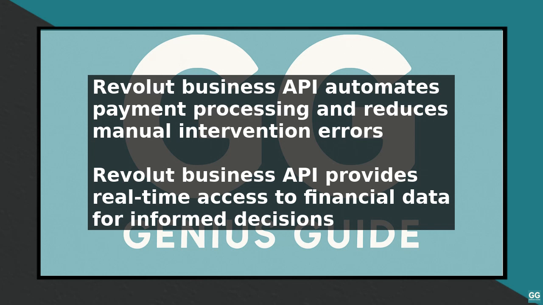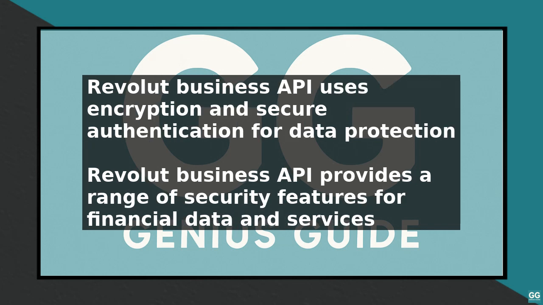One of the key benefits of using Revolut Business API is its ability to automate payment processing. With Revolut Business API, you can create and manage payments programmatically, reducing the need for manual intervention and minimizing the risk of errors. For example, you can use the API to generate invoices and send payment reminders to your customers automatically.